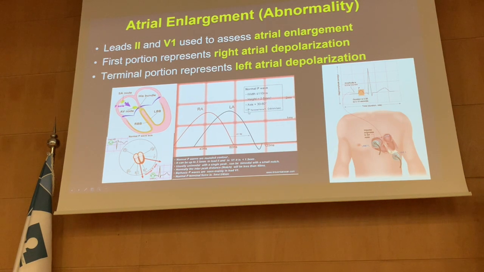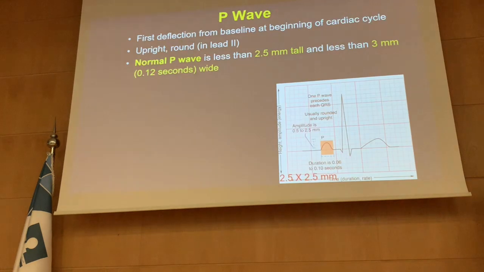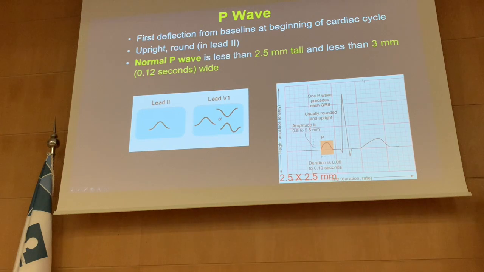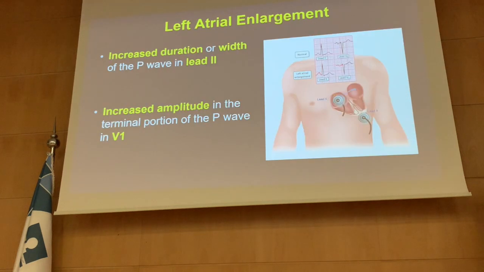And the normal numbers of the P wave: it should not exceed 2.5 millimeter, 2.5 small squares, and it should not exceed 0.1 second, which is like a big square and a half. If it exceeds those numbers, you can say this patient has atrial enlargement. We'll take more examples, don't worry.